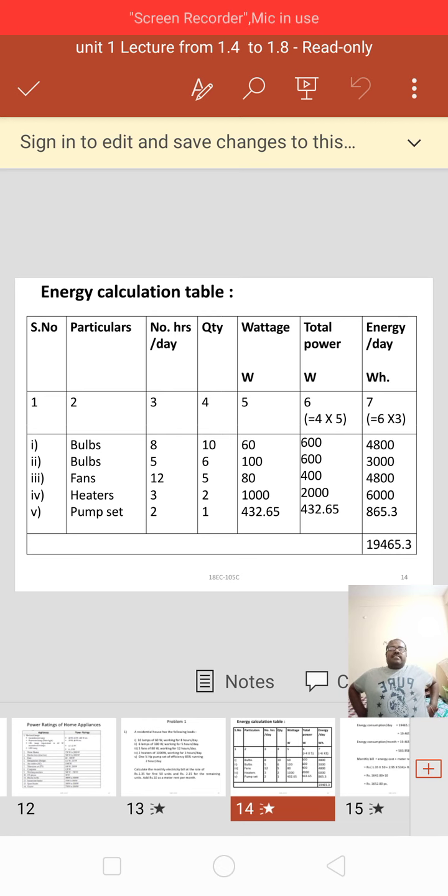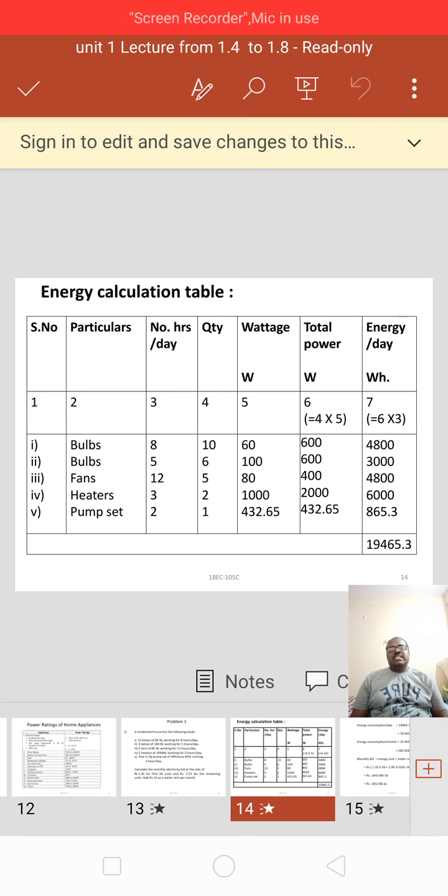Next one, heaters. Total heaters in this residential house is 2. It works for 3 hours per day. Wattage of heater is 1000. Total power is 1000 into 2, that is 2000. And energy per day is 2000 into 3, that is 6000 watt hours, that is 6 kilowatt hours.